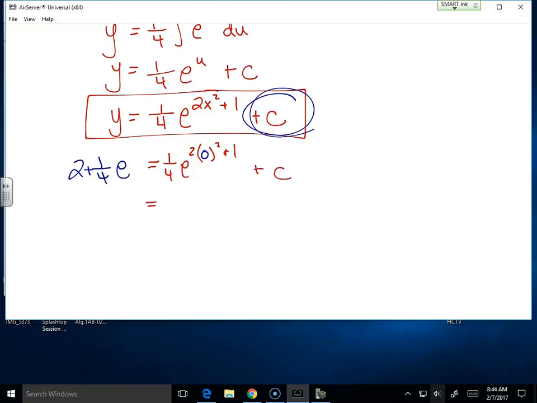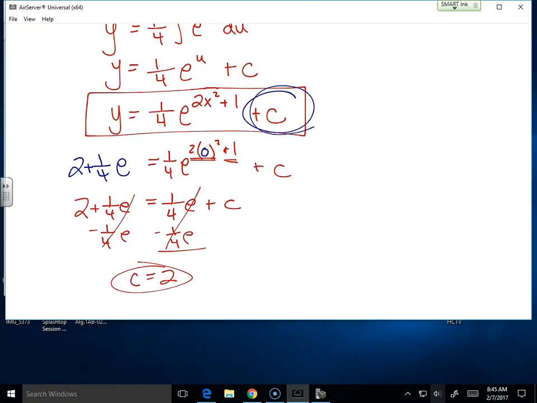Lots and lots of work. Is it? Isn't this just 0? Isn't that just 1? 0 plus 1 is 1, so this is 1/4 e plus c, equals 2 plus 1/4 e. Now you know why I put the 1/4 e. So we can subtract the 1/4 e from both sides. What does c equal?